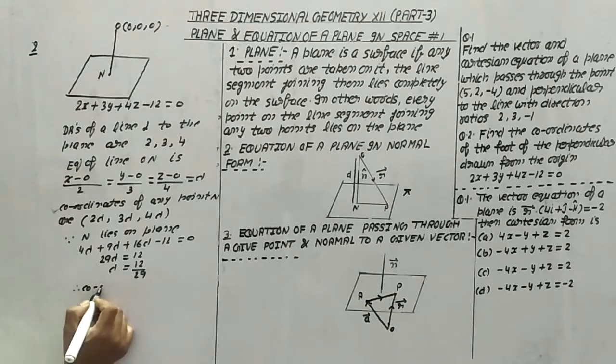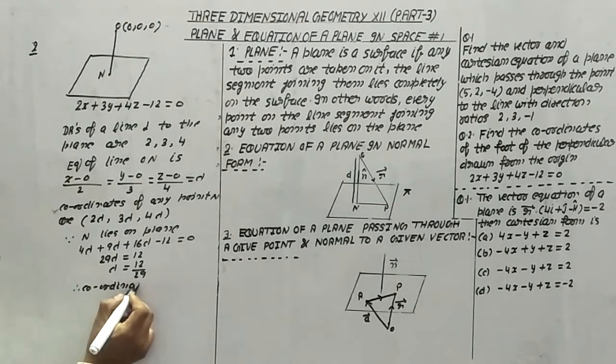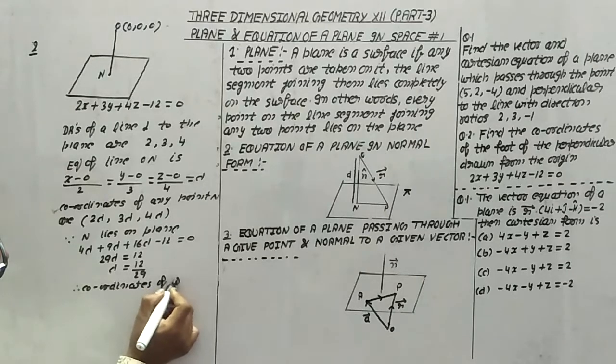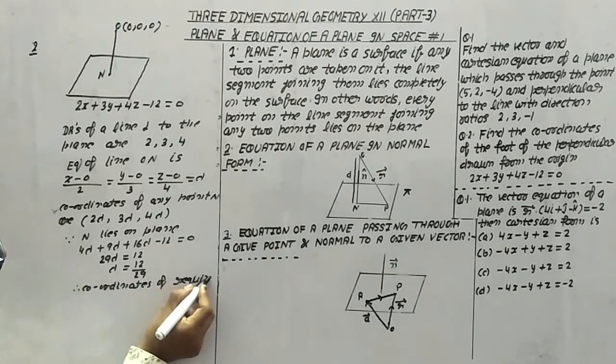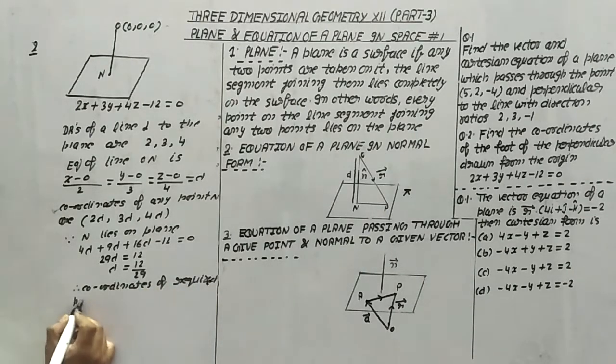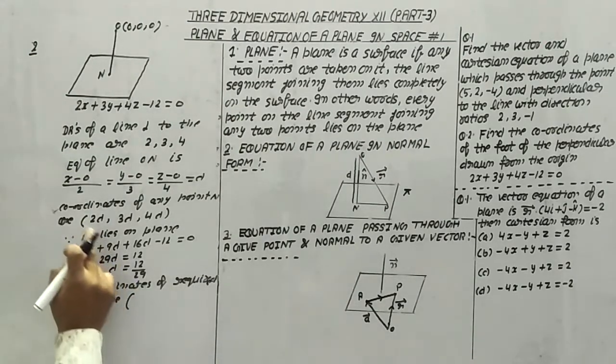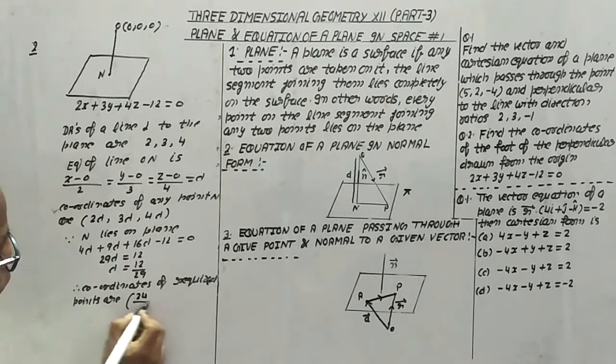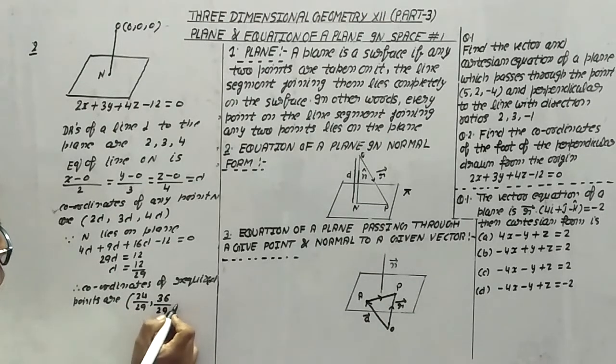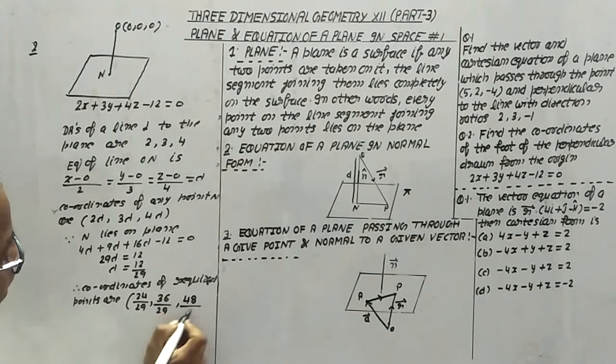Therefore the coordinates of the required point are, substituting the value here, 24 upon 29, 36 upon 29 and 48 upon 29.